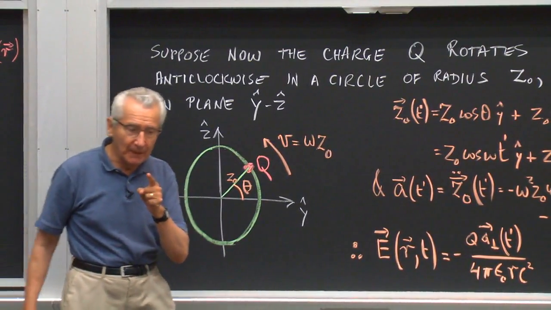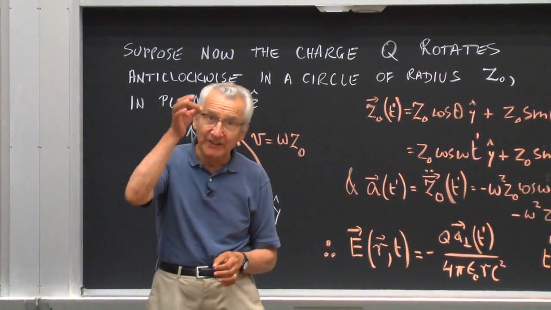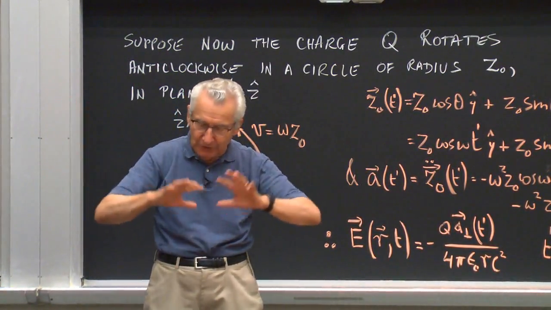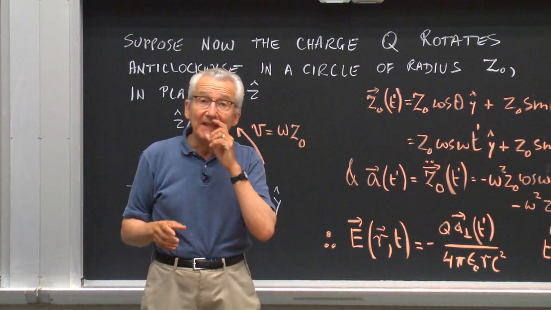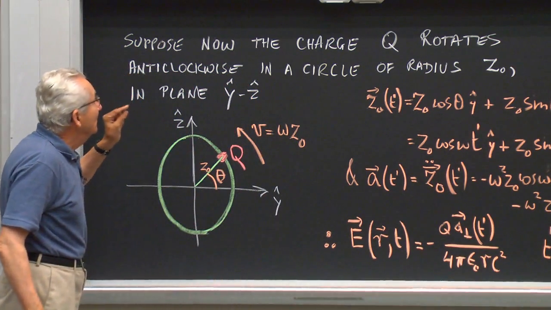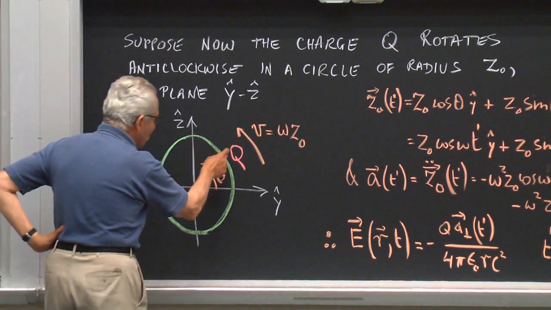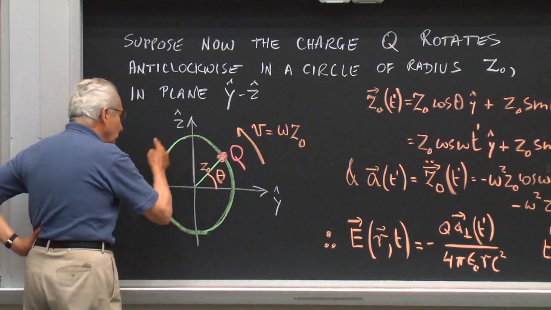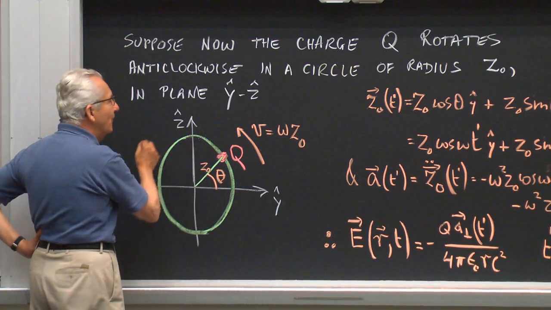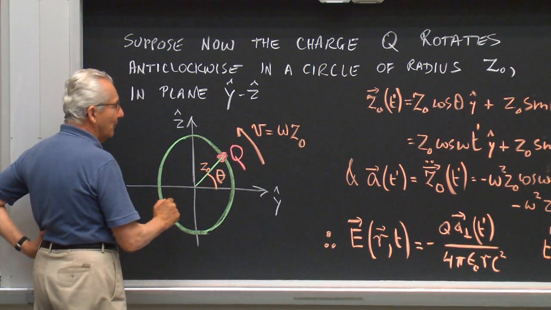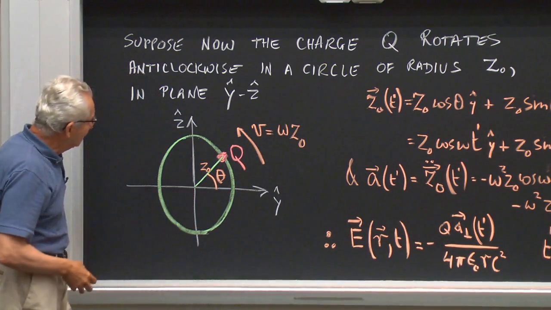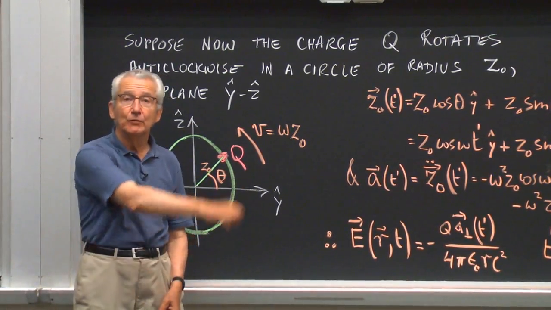Just for variety, so far we've considered a charge which is accelerating up and down, and we considered all permutations and combinations about what happens to the electromagnetic field going outwards. Now let's consider something else, a charge which is going in a circle. Let's consider a charge Q, which is rotating in the ZY plane with a uniform velocity v, given by omega z0, where omega is the angular velocity of this. So we have a charge going like this, uniform velocity.